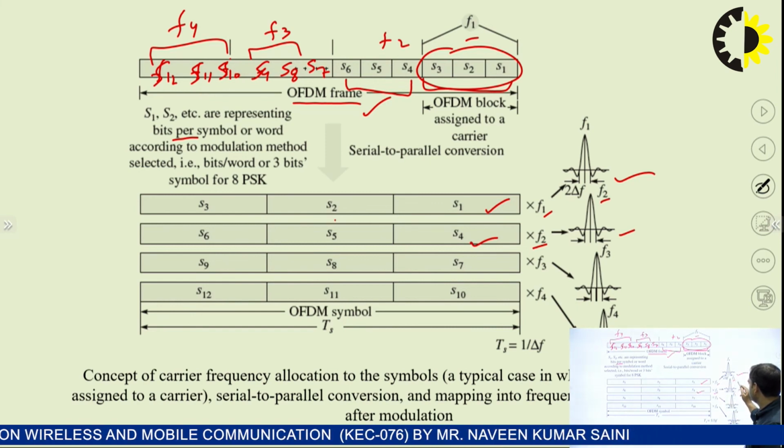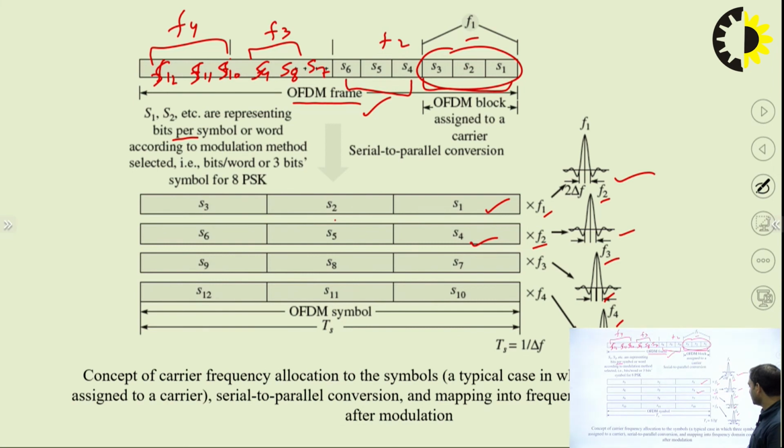So this is a shifted version of the frequencies, we can see here, right? Different symbols are multiplied with different frequencies and modulated, and this shows the OFDM symbol representation. This is the OFDM symbol duration, that is TS, and here is the OFDM frame. It shows the concept of the carrier frequency allocation to the symbols.